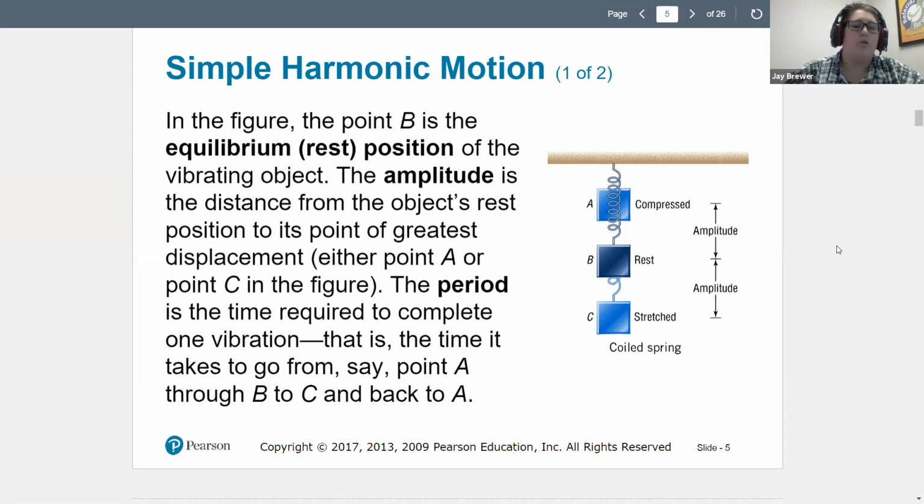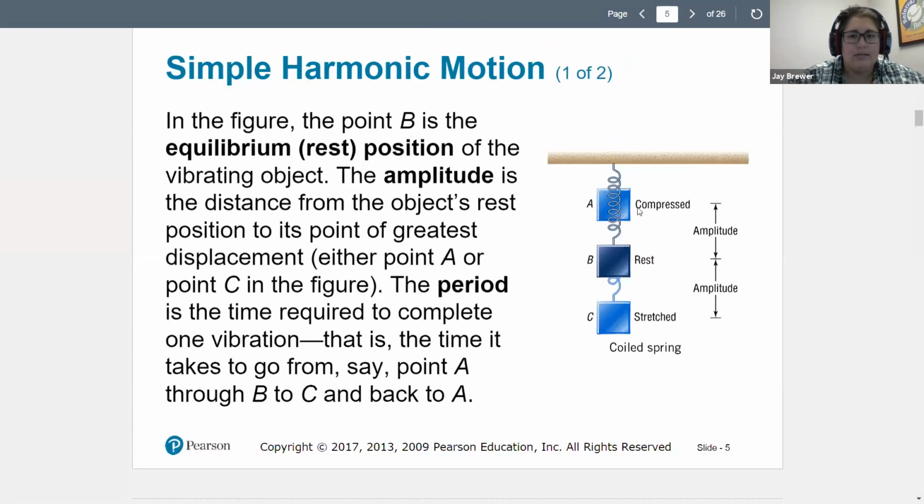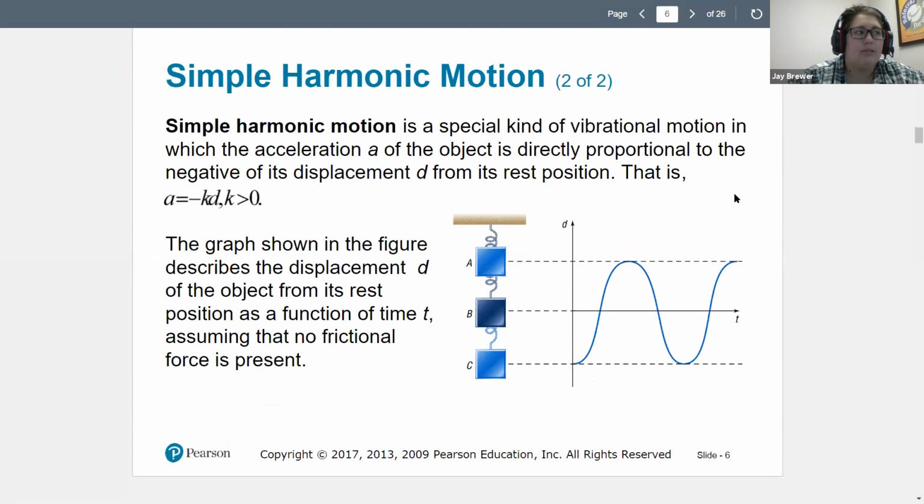That is the time it takes from going from A to B to C back to A. Okay? And I'm not sure if it's going to tell you, but clearly you can see here that when it's in the A positioning, the spring is being compressed. And then when it's in the C positioning, the spring is being stretched. Okay. I am not going to require you guys to know the vocab, but I can tell you that sometimes Pearson has you required to know the vocab. So you may end up seeing this in your homework.